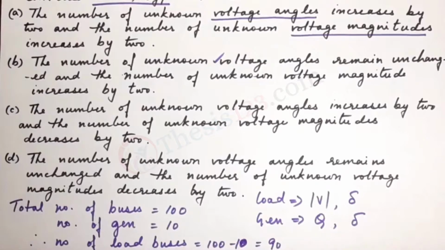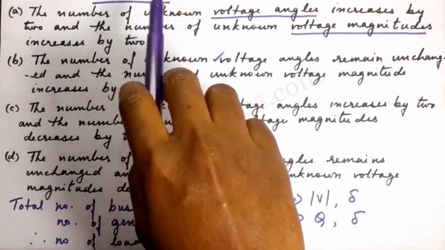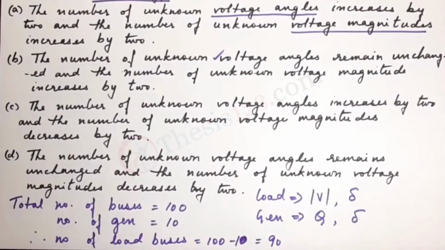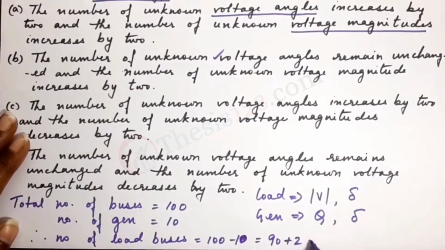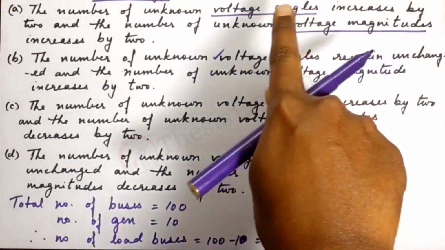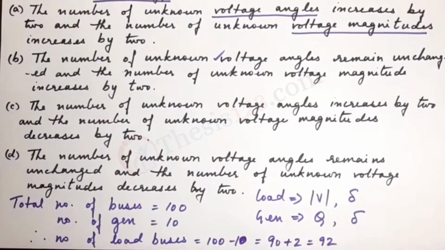Then next it comes down to the voltage magnitude, whether it increases or decreases. Now the question says that it is the Newton-Raphson load flow technique. Now during the iteration, 2 generator buses are converted to PQ type. So that means that 2 generator buses change to load buses. So 90 becomes 92. So we are adding here. Both those 2 PV buses are changed to load buses. So 90 becomes 92, which means that the voltage magnitudes increase by 2.